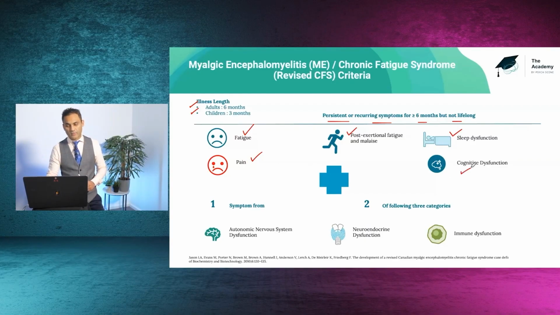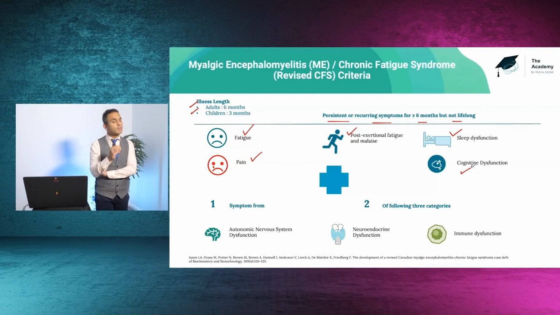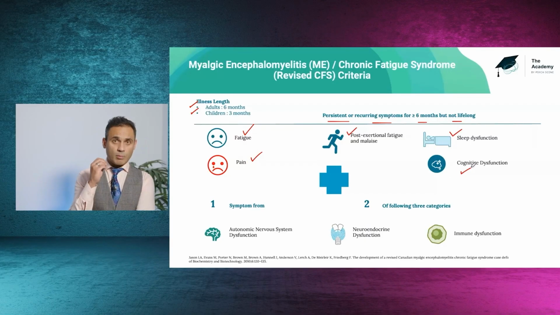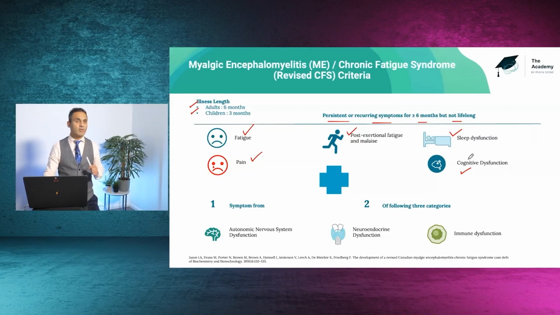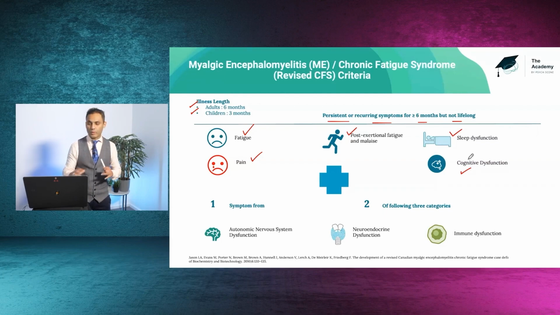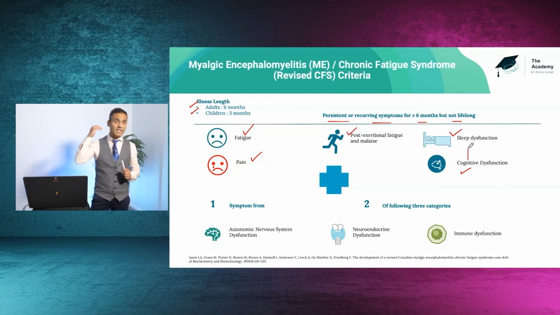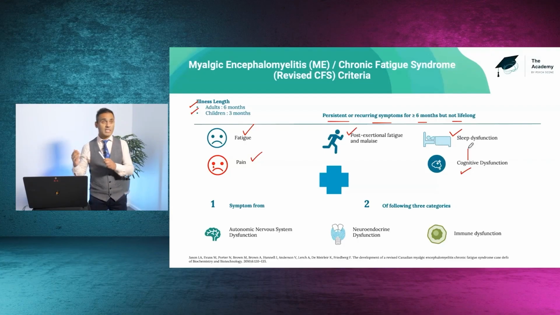Then cognitive dysfunction, another really crucial component of chronic fatigue syndrome that we can target effectively. And what's important here is that all of these are actually related from a pathophysiological point of view. Cognitive dysfunction is linked to sleep dysfunction. Cognitive dysfunction is linked to fatigue. Cognitive dysfunction is linked to pain as well.